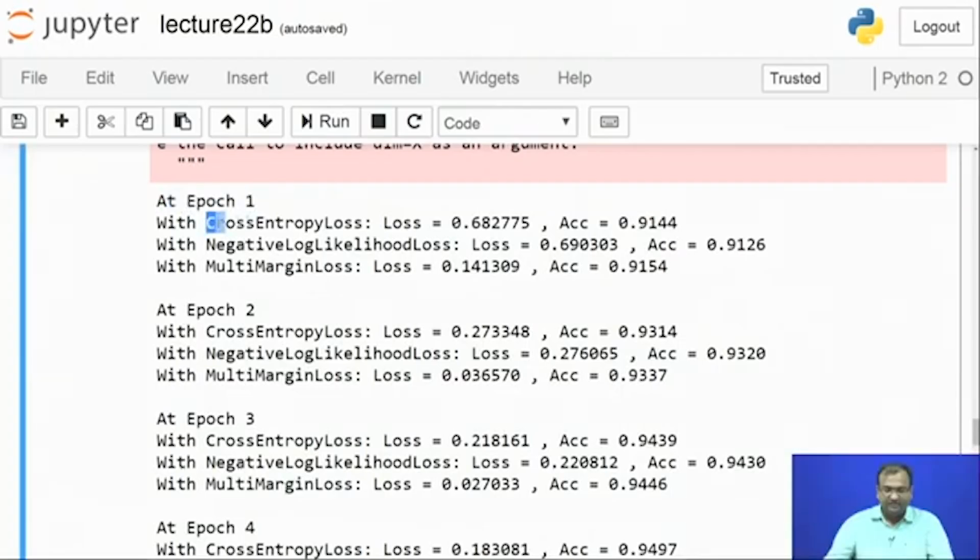So, for each of these different cost functions for classification, I plotted the loss as well as measured the accuracy at the end of each epoch. Now, you can see that for the 3 different cost functions there are 3 different losses, starting at the first epoch with whatever weights were initialized at the start.